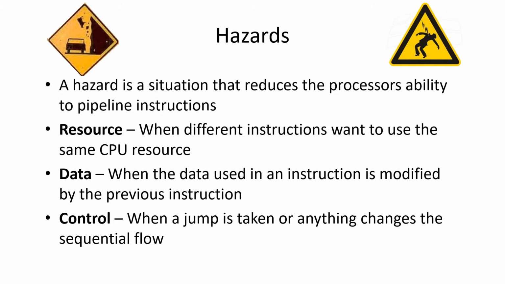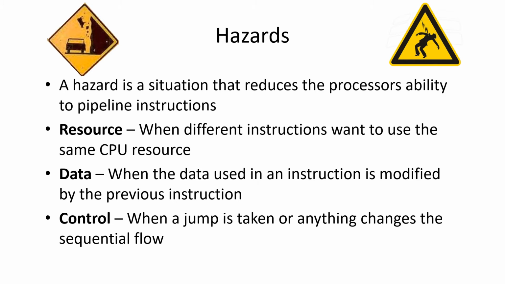A resource hazard occurs when there's just not enough of a particular resource for the machine to run things in parallel. There may not be enough arithmetic logic units or enough paths to memory in order to do 2 operations in parallel. A data hazard occurs when one instruction is changing information that is going to be needed by the next instruction. The write back step of the instruction is the last step, and if a following instruction needs the information before the write back is complete, it will have to wait to get that information.